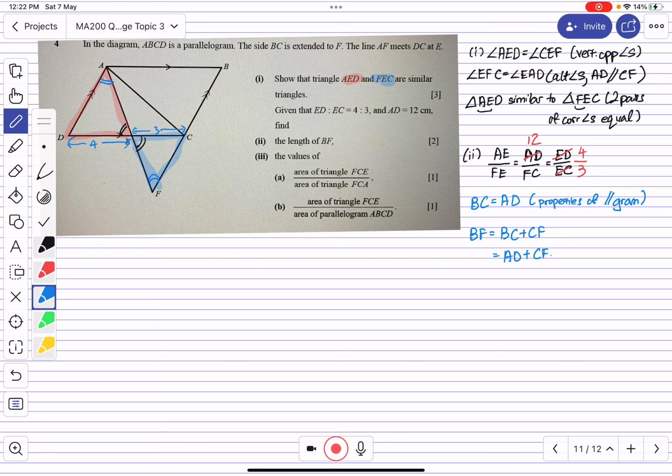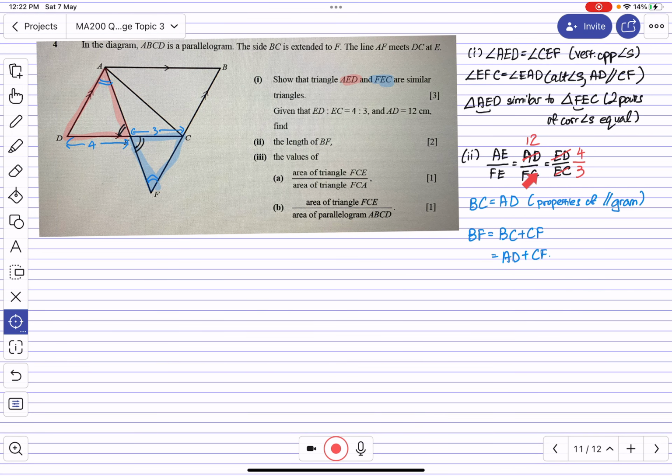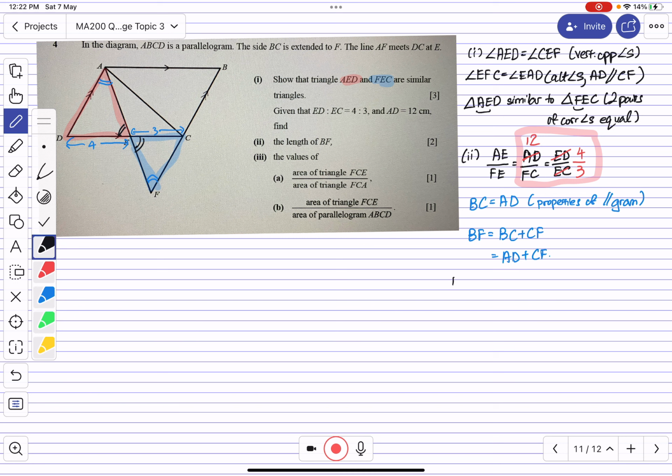Alright, so over here, FC is what I can find looking at this fraction. 12 over FC is equal to 4 over 3. This means that if I cross multiply, I have 4 times FC equals 36. And FC is equal to 36 over 4, which is 9. Okay, so I know that FC is 9 cm.